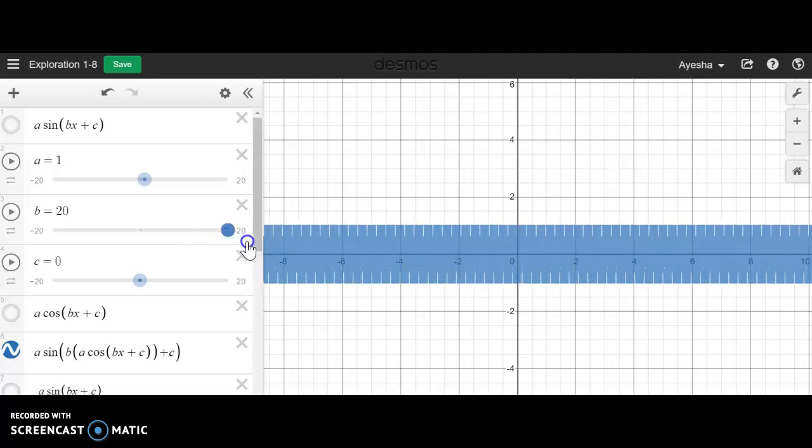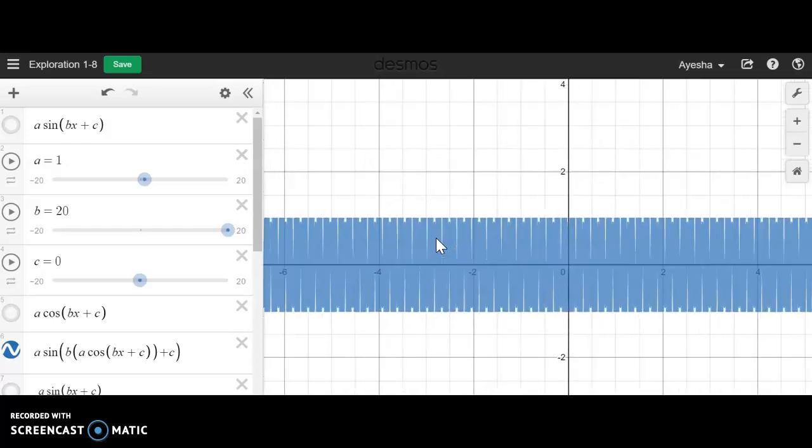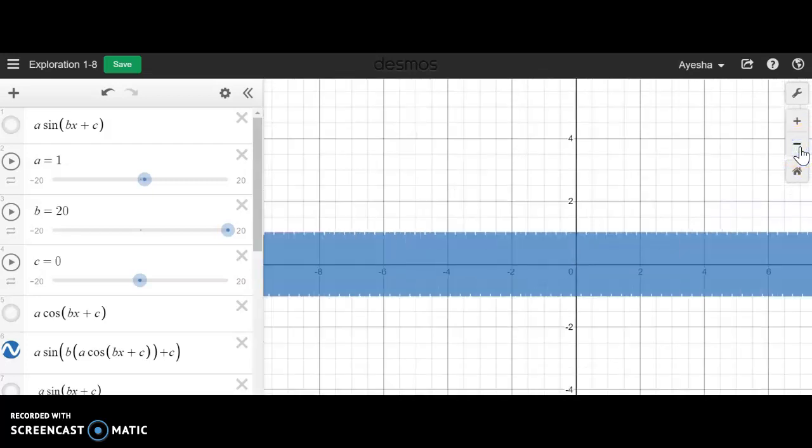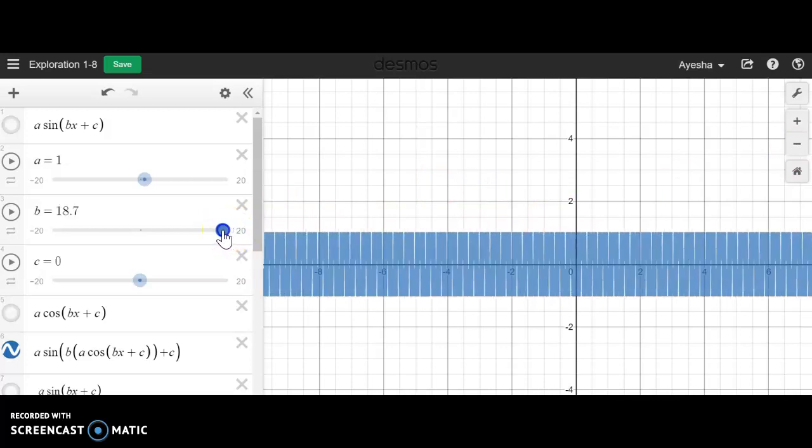It gets so small, it looks like it's almost filling out. It looks shaded right here. It looks like I just made a ruler in Desmos or something. But that's how close together the waves of the curves of the graph are. That's kind of amazing.